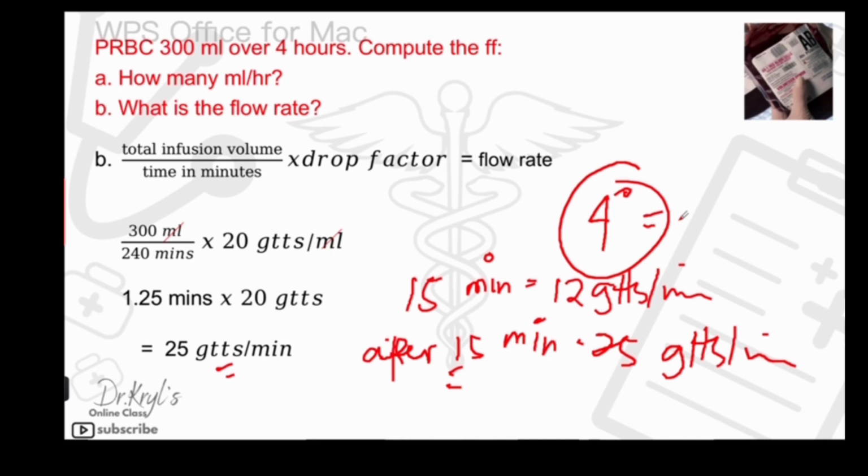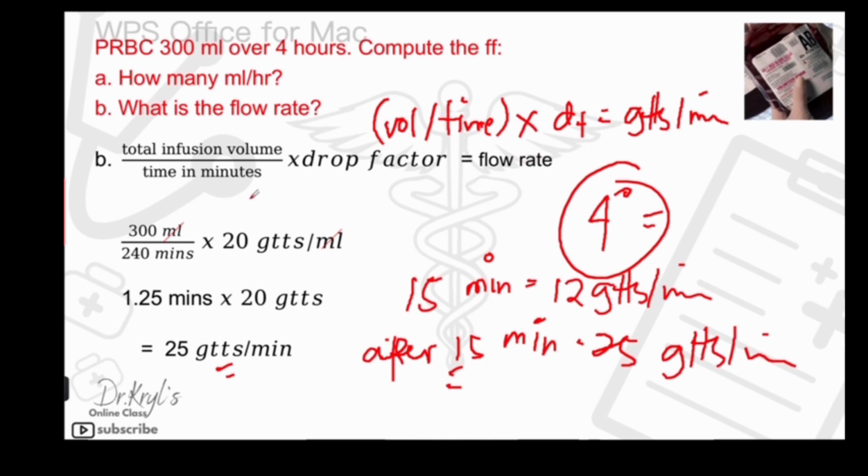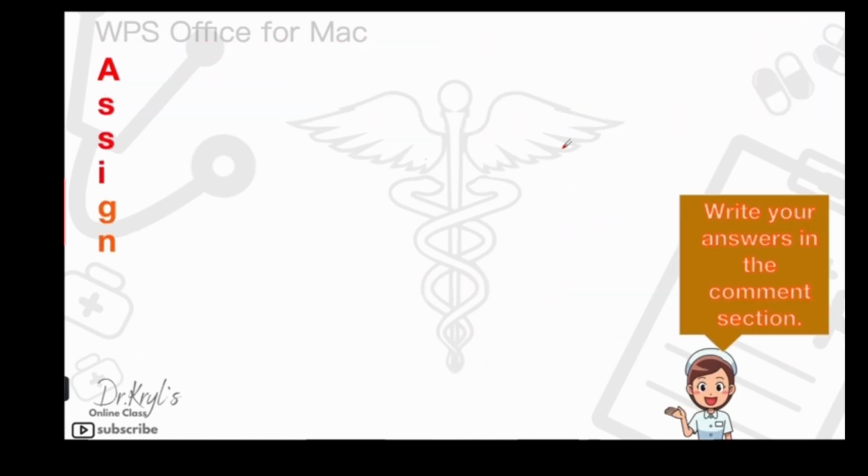Actually, dito, pwede din yung mabilisang formula, yung halimbawa, volume divide time. Okay? Volume divide time times drop factor. Ayan. So, results niya yung drops per minute or yung IV rate. Okay? Same lang naman talaga siya. Basta, let's just make sure na we will convert the hours into minutes. Kasi minutes yung nasa formula natin. Question. Actually, pwede din to sa IV. Okay? Itong formula. Ayan. So, assignment na tayo.